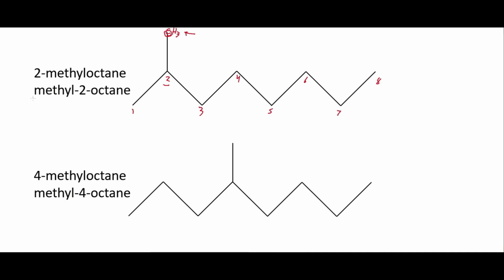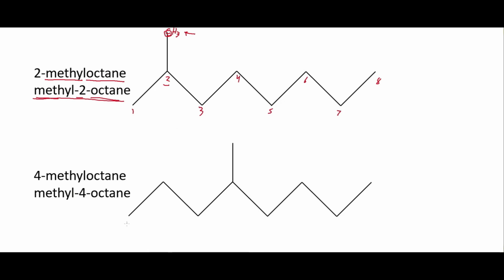And you might also see it written this way, so methyl 2-octane, so putting the 2 sort of between the substituent and the backbone here. So the methyl here is our substituent, and the octane here is our backbone. And the backbone we always want it to be the longest continuous linear chain in our molecule.